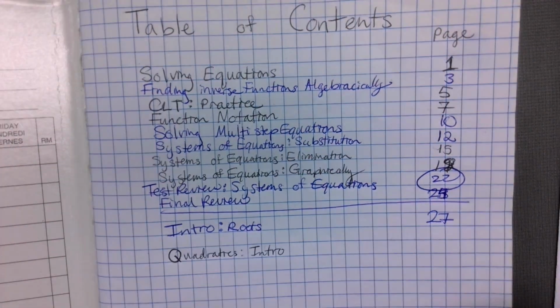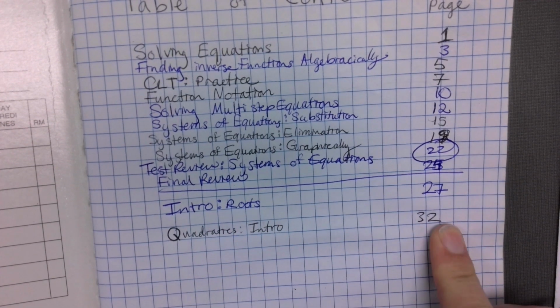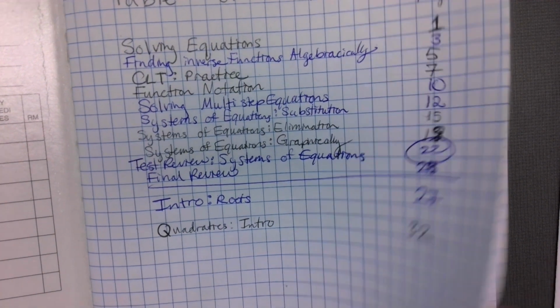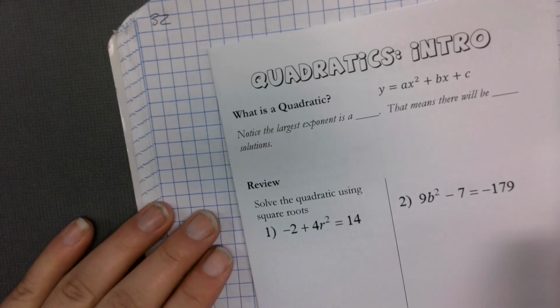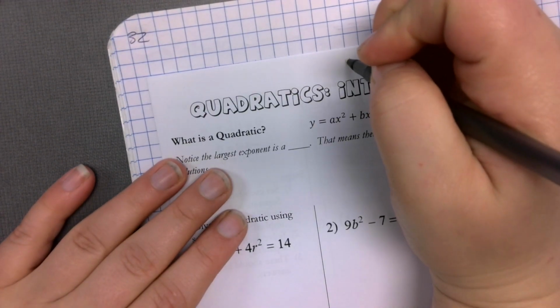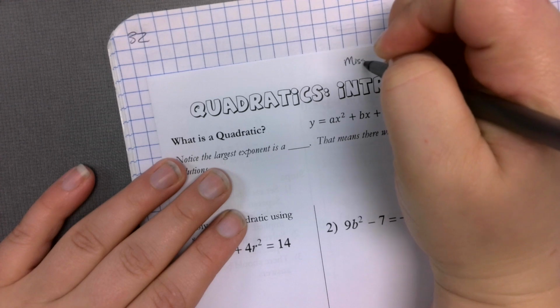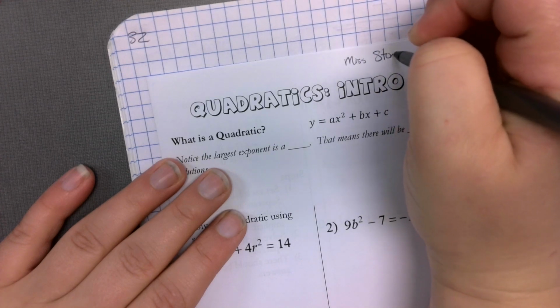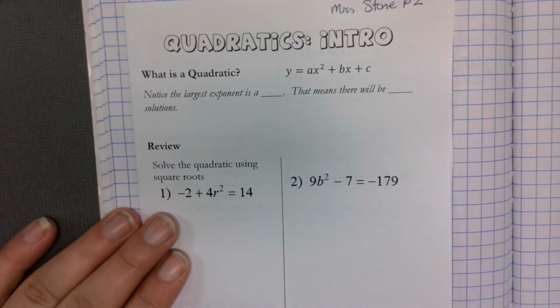Okay, I'm on page 32. Just make it whatever your next empty page is. Make sure you put your name at the top. And then let's get into it.